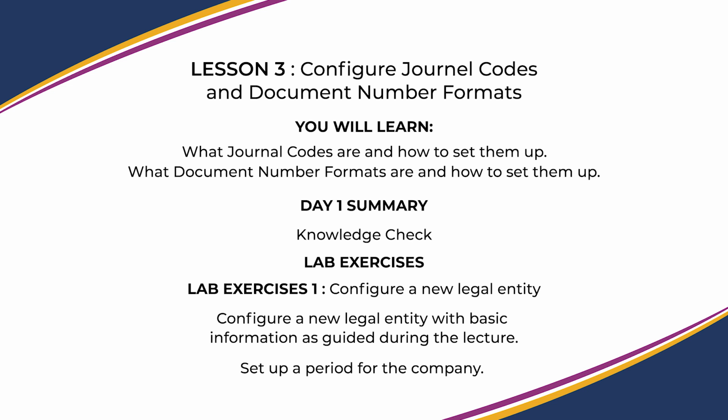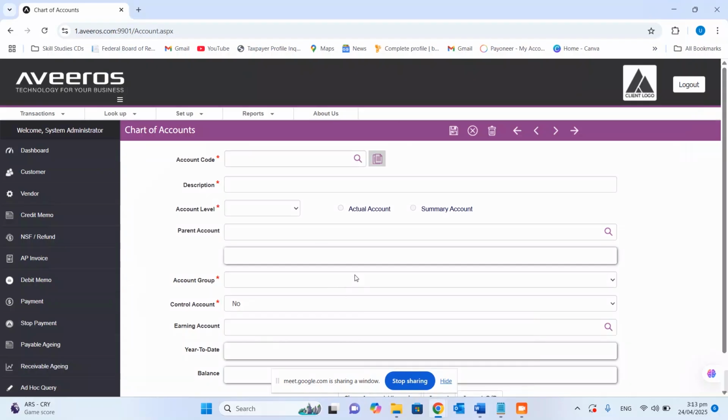1. Account segments for detailed financial analysis. 2. Journal codes for categorizing and identifying transactions. 3. Document number formats for creating standardized, traceable records. Together, they form a strong foundation for organized and audit-ready financial operations. Let's begin. 1. Account segments.